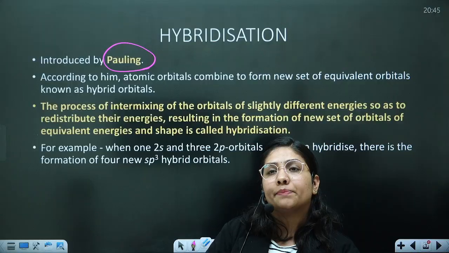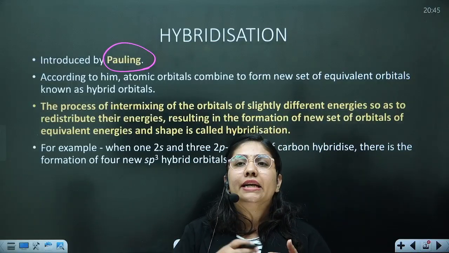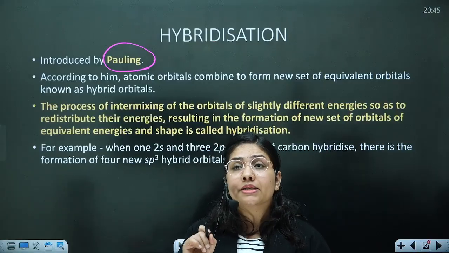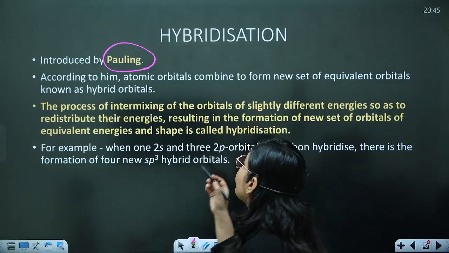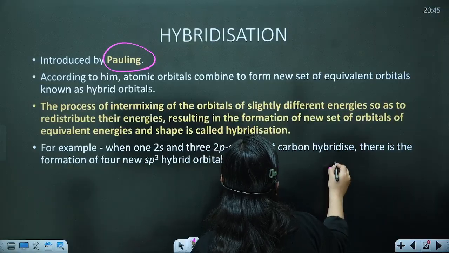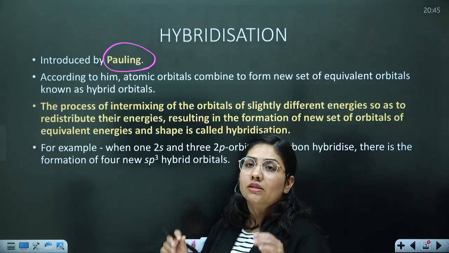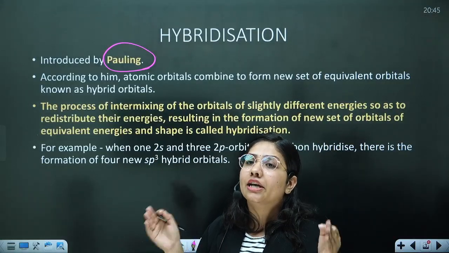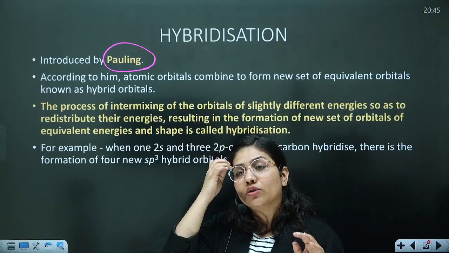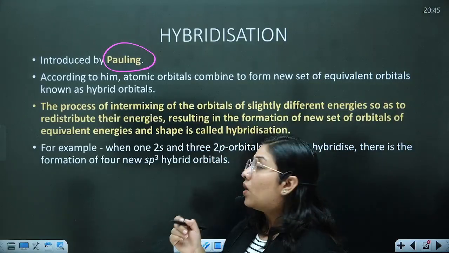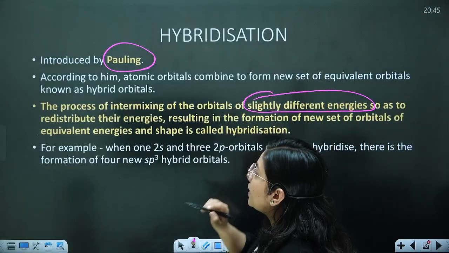Coming to the next thing, the particular definition of hybridization is, it is the process of intermixing of orbitals of slightly different energies. Okay, you cannot mix directly s with d. You have to see there must be a very slight difference in the energies of the 2 orbitals, 3 orbitals, whatever is the number of orbitals which are coming together to form hybrid orbitals. So there should be a slight difference in the energies.